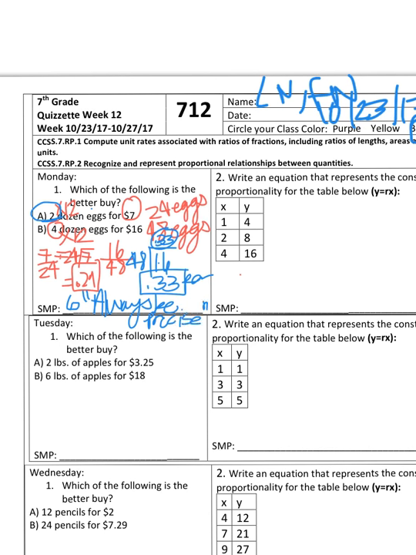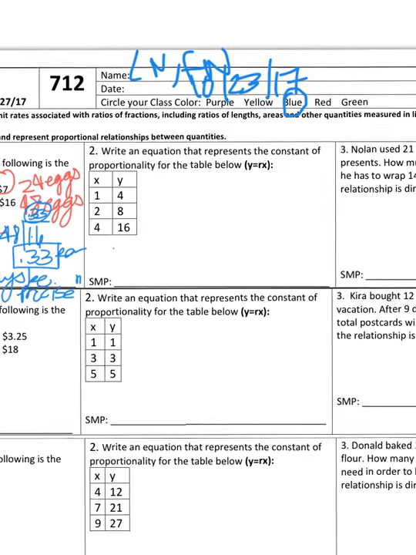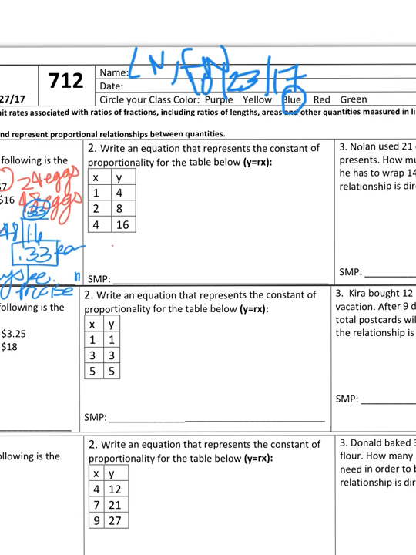There you go. Number 2, it says, write an equation that represents the constant of proportionality for the table below, y equals rx. I reviewed this right before your benchmark last week, and people still got it wrong on the benchmark. This is the number 1 question people got wrong on the benchmark.